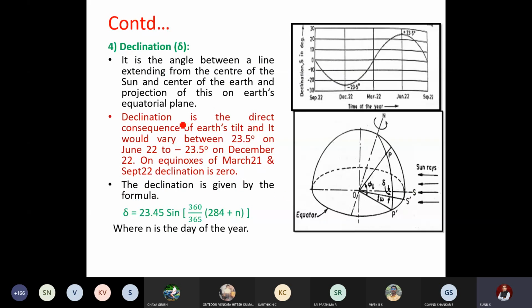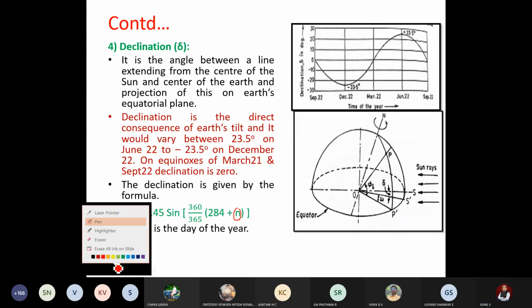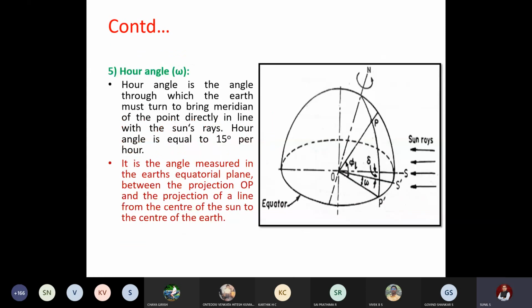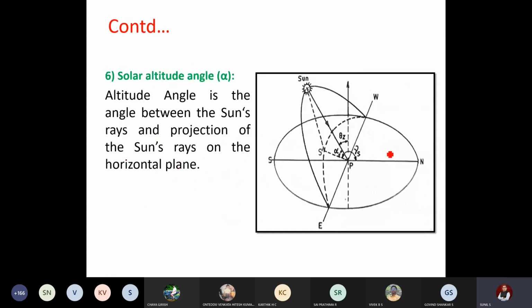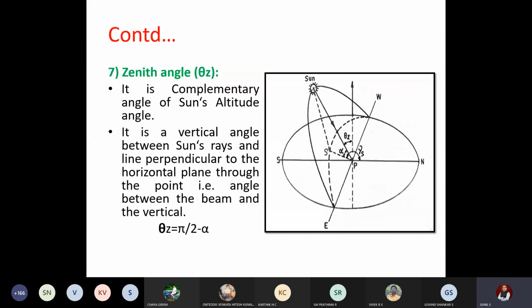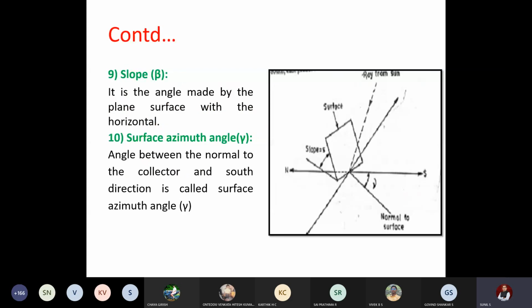calculate it with the help of Cooper's equation. We call this equation Cooper's equation. For any given number of the day of the year, if you enter it, automatically you will get the value of declination. Next, hour angle, altitude angle we have discussed, zenith angle, solar azimuth angle, slope and surface azimuth angle.